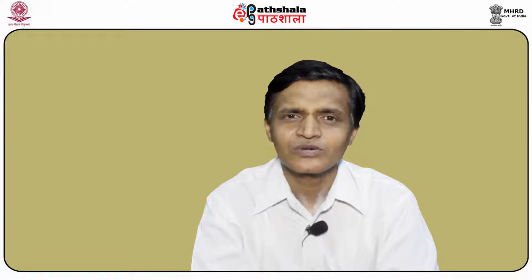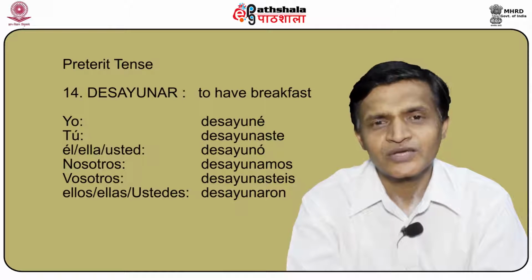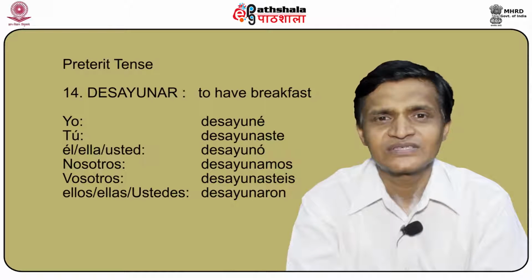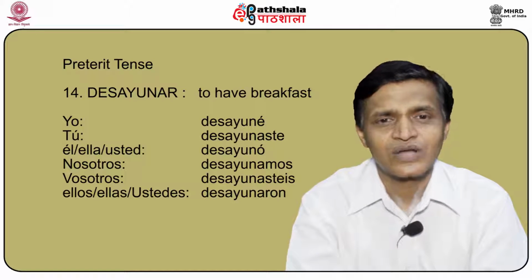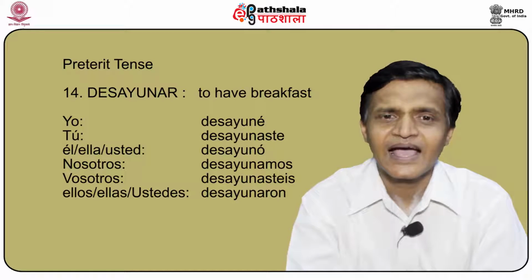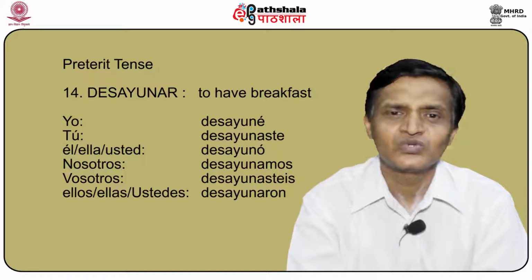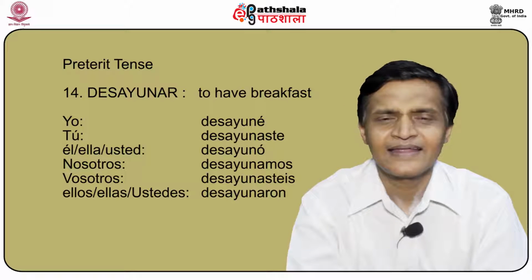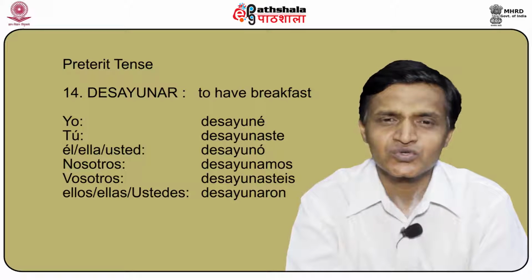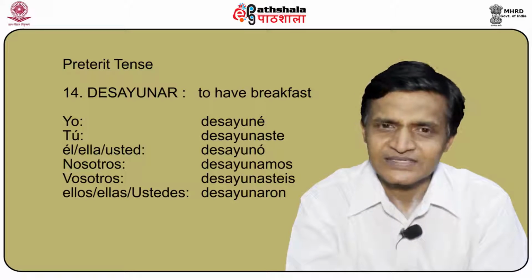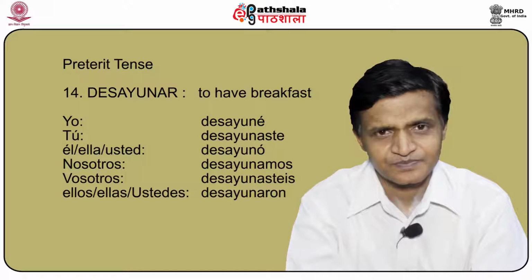Now, let us talk about another verb which is desayunar, to have breakfast. How do we conjugate it in the preterit tense? We say desayuné, desayunaste, desayunó, desayunamos, desayunasteis and desayunaron. Or if you want, then yo desayuné, tú desayunaste, él, ella and usted desayunó, nosotros desayunamos, vosotros o vosotras desayunasteis, and ellos, ellas, ustedes desayunaron.